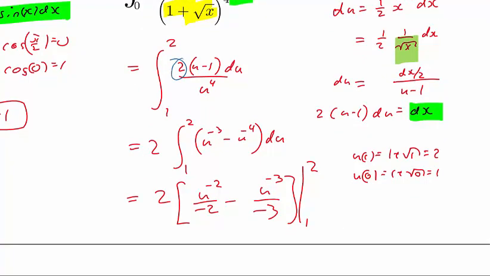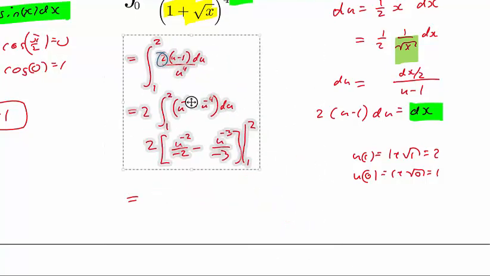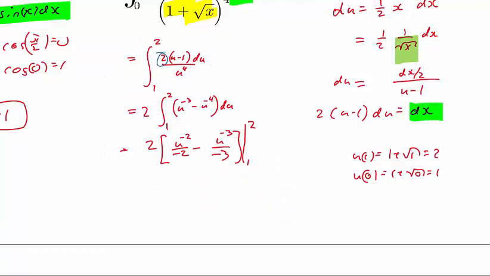All right, let me go ahead and shrink this so I've got space to work with. There we go. All right, so let's go ahead and distribute this 2 right now, since it looks like it will make things a little bit easier if we do. And so we have a negative u to the negative 2 plus 2/3 u to the negative 3, and of course u is going from 1 to 2.